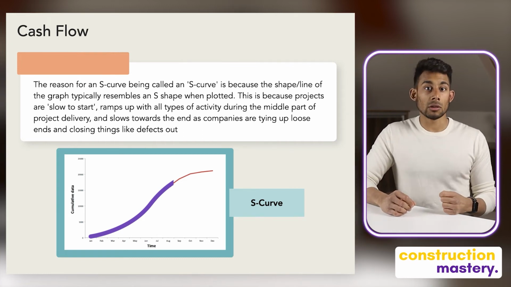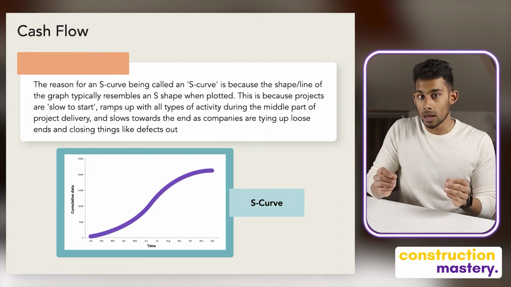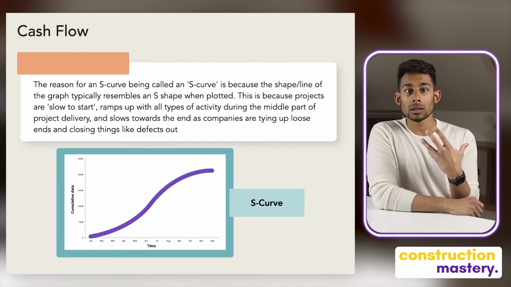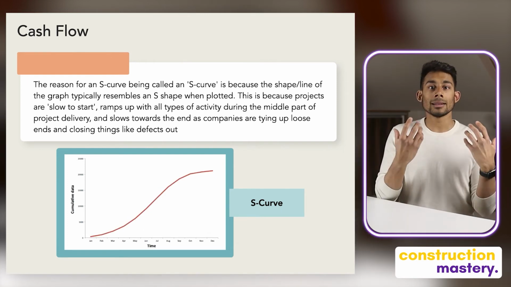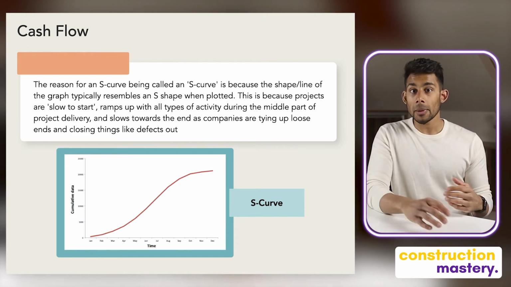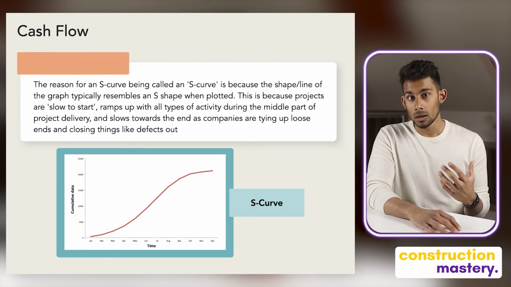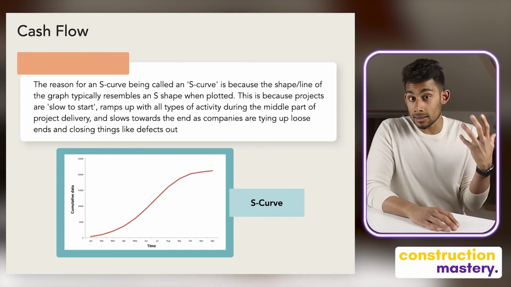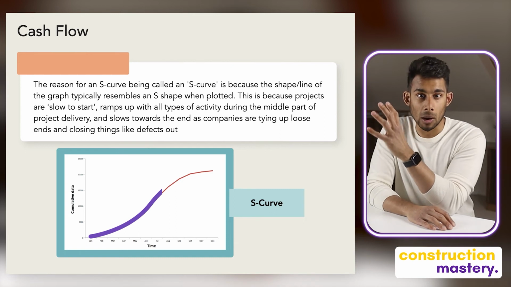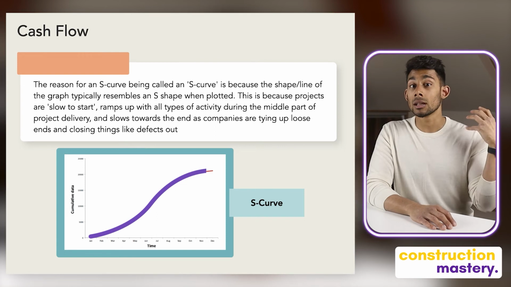After the point of inflection, the growth begins to plateau, forming the upper part of the S known as the upper asymptote, and the mature phase of the construction project. This is because the project is mostly finished at this point and is winding down as companies are tying up loose ends and closing things like defects out. Typically, only tasks such as finishing touches and final approvals are left at this point. So, in summary, it is an S shape because projects are slow to start, ramp up with all types of activity during the middle part of the project, and slow towards the end as companies are tying up loose ends and closing things like defects out.